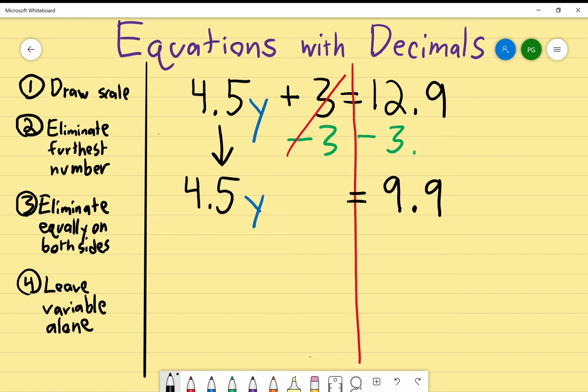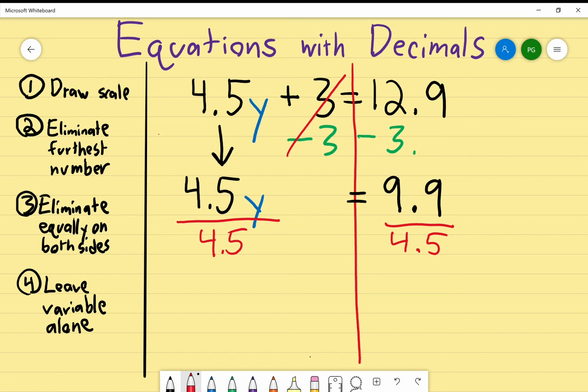Okay, so here's my question. Step 4 says we need to leave the variable alone. The variable is not alone right now. It's next to the 4.5. Next to, with no sign in between them, it's multiplying. What is the opposite of multiply? Divide. I'm going to divide by 4.5. And if I do it on one side, I have to do it on the other side. So if I'm dividing by 4.5 on the left, I need to divide by 4.5 on the right.